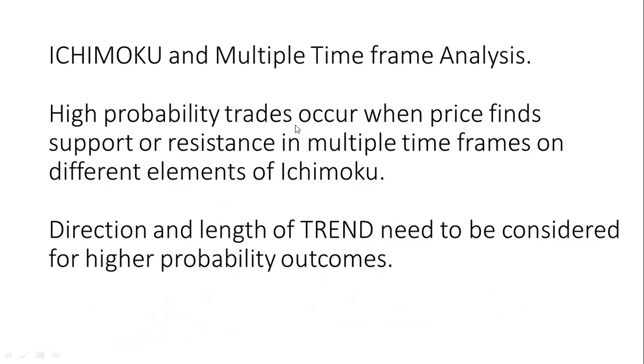So Ichimoku and multiple time frame analysis, the bottom line is that high probability trades occur when the price finds support and resistance in multiple time frames on different elements of Ichimoku. The direction and length of trend need to be considered for higher probability outcomes. So we'll run a specialized class on this sometime in the future.